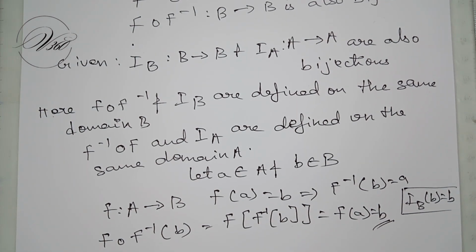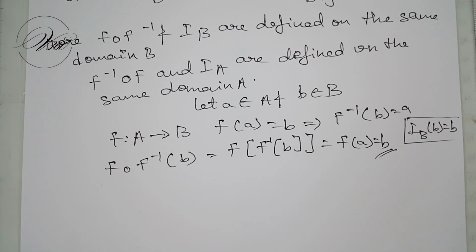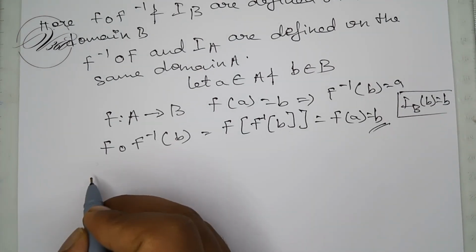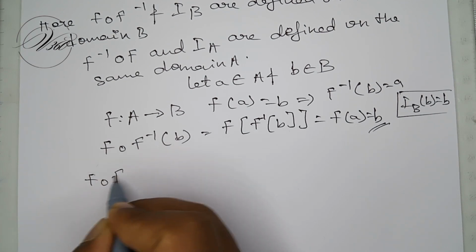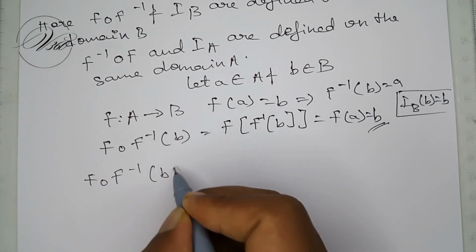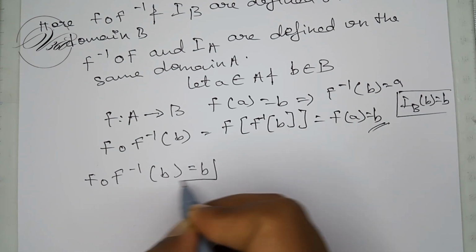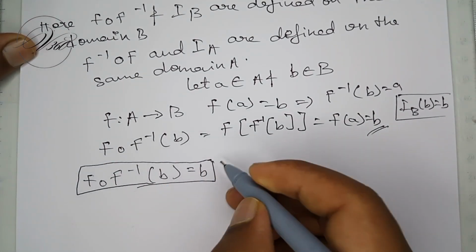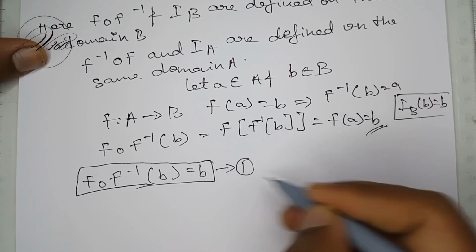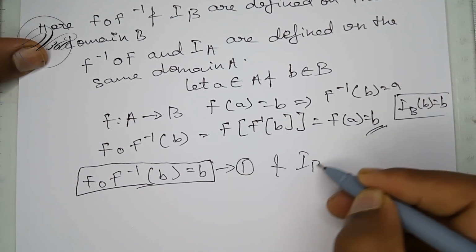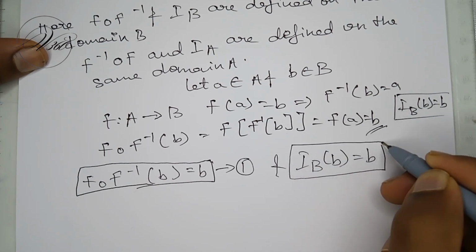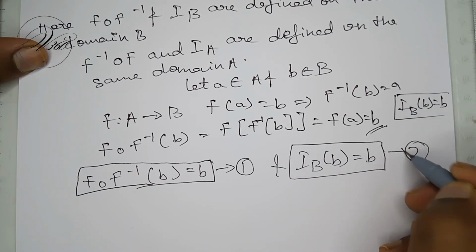Now we will do the further solution, that is F of F inverse of b is equal to b. This is the first equation we get. First equation. And IB of b is equal to b. This is the second equation we get. Okay.